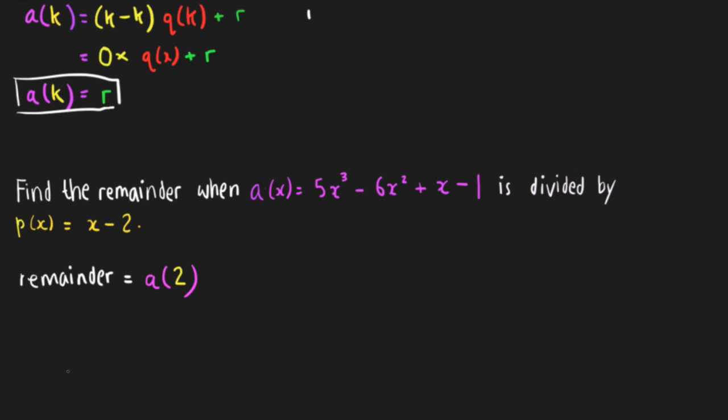In our first example, k was equal to 2 because we were dividing by x minus 2. That's why the remainder is just a of 2, or in other words, subbing 2 into the function that we're dividing. This is a very powerful theorem that is essential to factorizing cubics and therefore finding the x-intercepts of cubics.